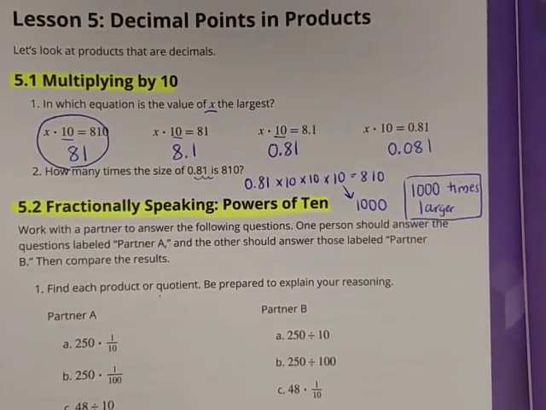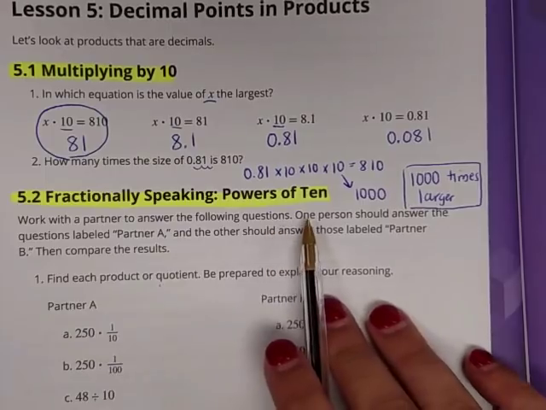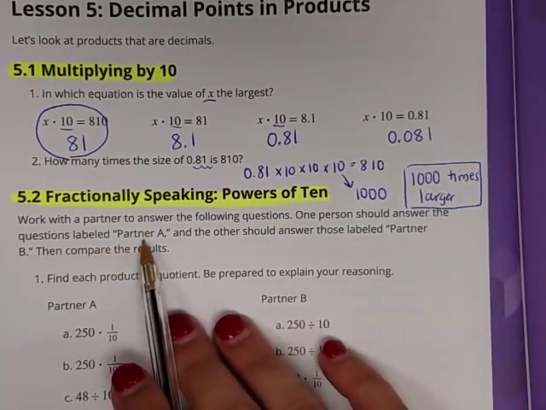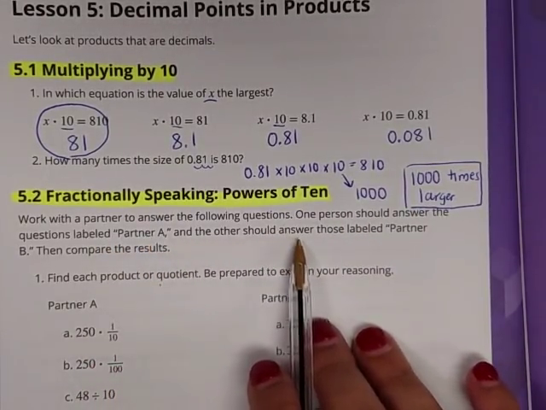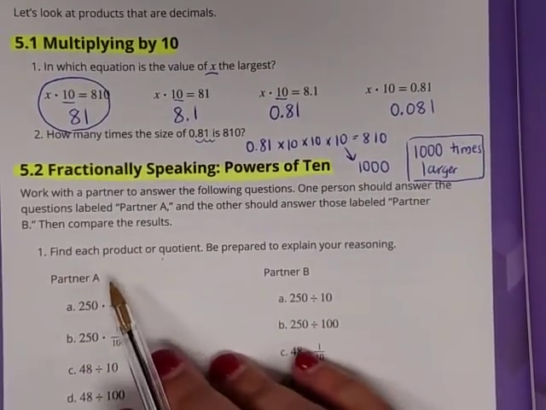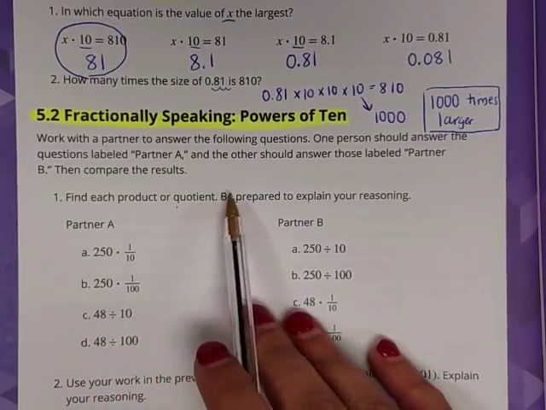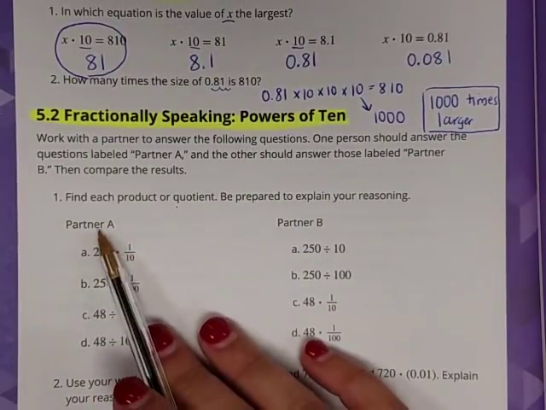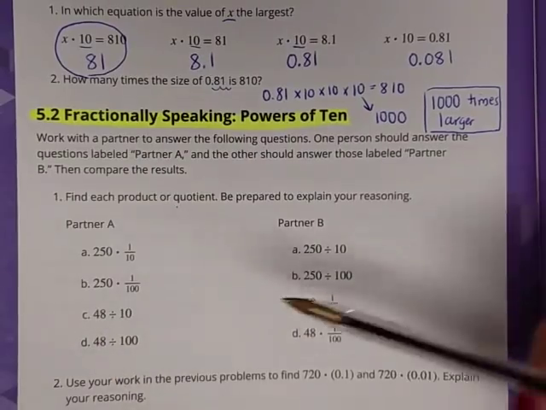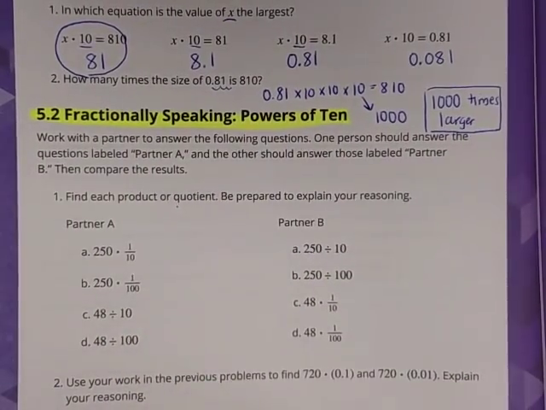Lesson 5.2, Fractionally speaking, powers of 10. So working with a partner to answer the following questions, one person should answer the questions labeled partner A and the other should answer those labeled partner B. Then compare the results. Because I'm not going to be in class, we're just going to do it individually. Find each product or quotient. Be prepared to explain your reasoning. So we're going to do column A and then we'll do column B. We'll compare and then we'll answer some questions down here.